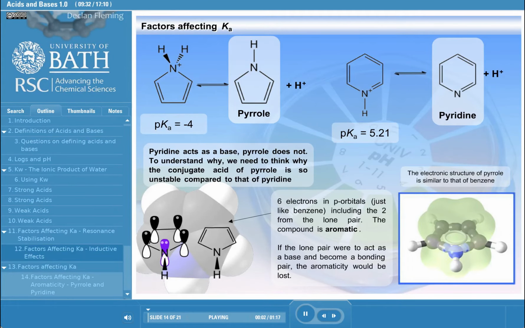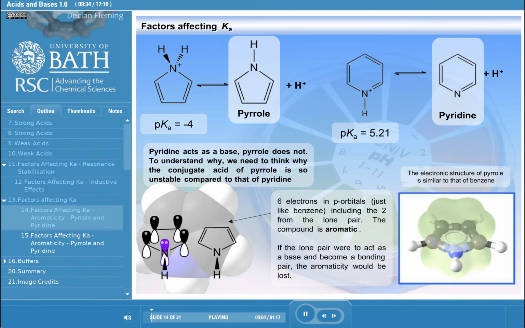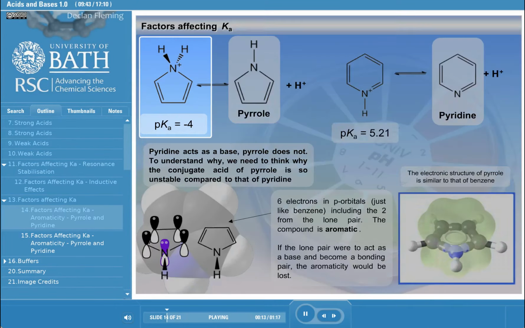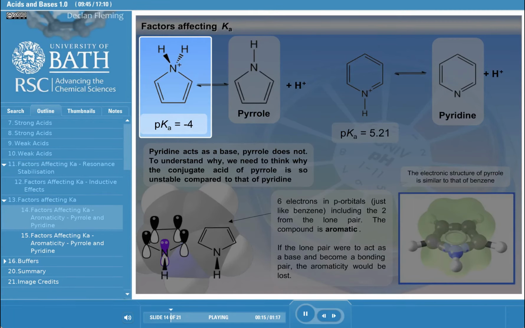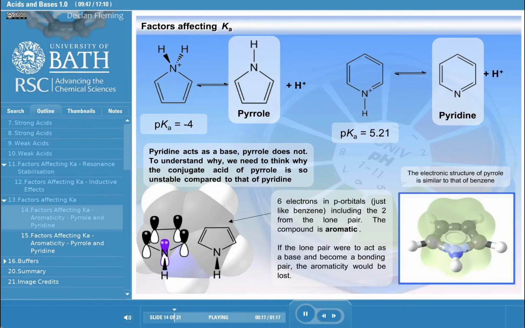Pyridine acts as a base, but pyrrole does not. The difference between them is staggering. Consider first that sulfuric acid has a pKa of -3, so the conjugate acid of pyrrole is 10 times stronger an acid than sulfuric acid is. Another way of putting it is that there are about 9 powers of 10 difference between a pKa of -4 and of 5. So pyridine is about 2 billion times better a base than pyrrole is.